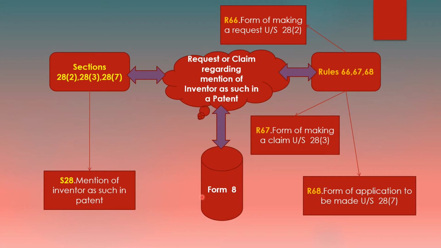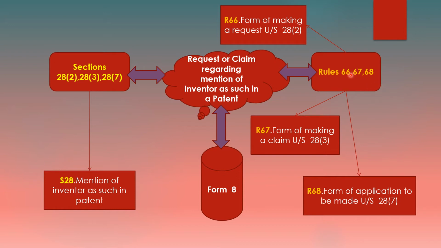Here the form is Form number 8, whose title is Request or Claim Regarding Mention of Inventor as Such in a Patent. The relevant section is Section 28 with its subsections such as 28 subsection 2, Section 28 subsection 3 and Section 28 subsection 7. As a whole, Section 28 is mentioned here, that is mention of inventor as such in patent. And the relevant rules are Rule 66, Rule 67 and Rule 68.